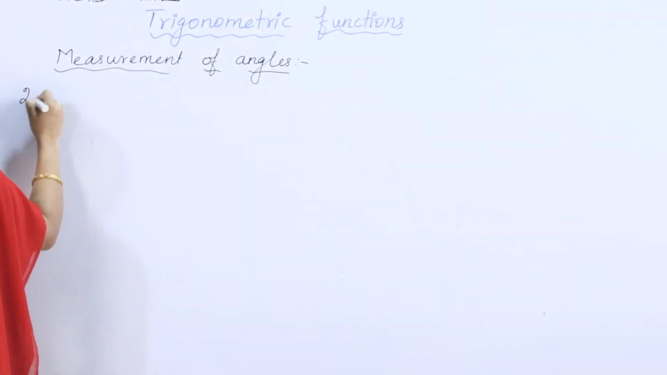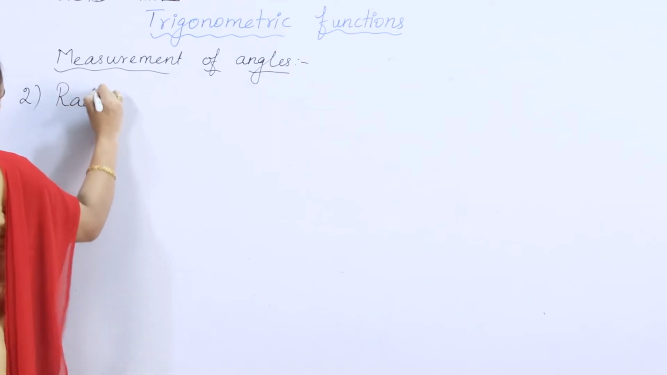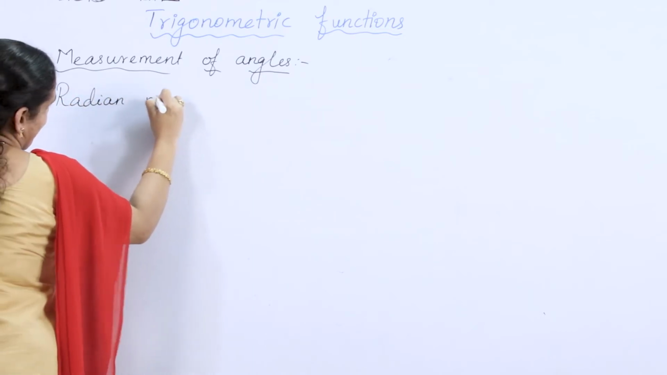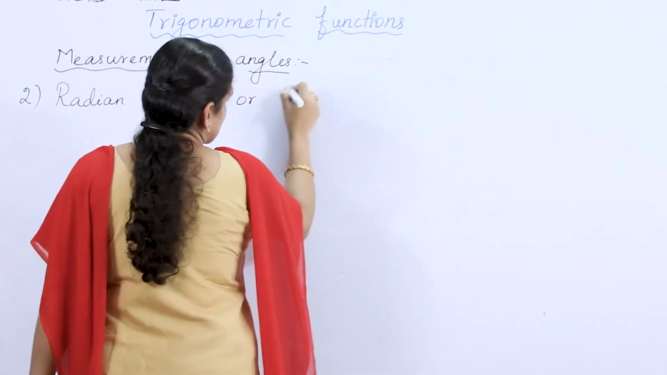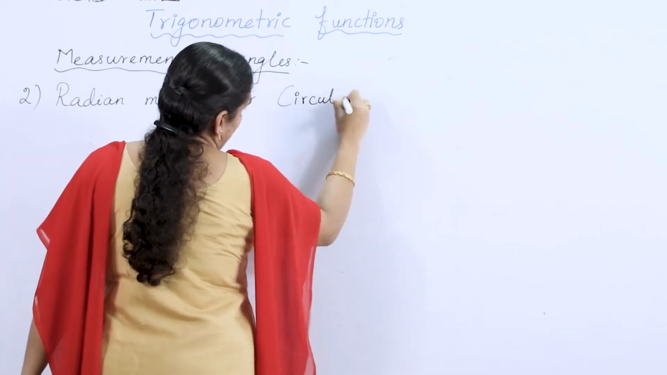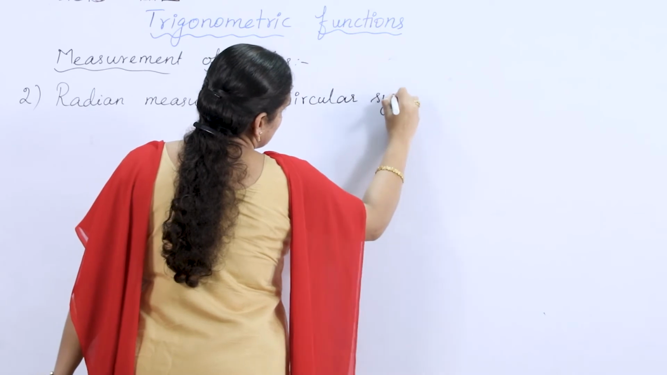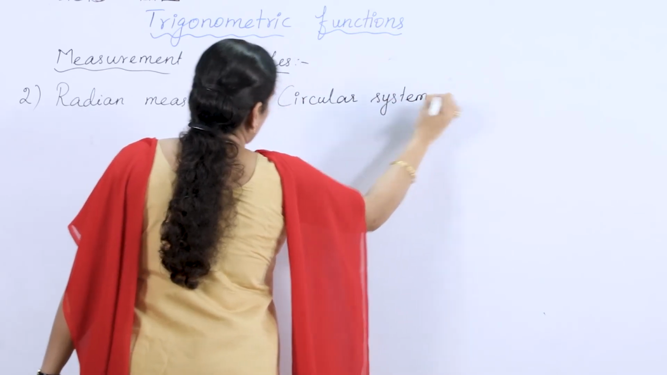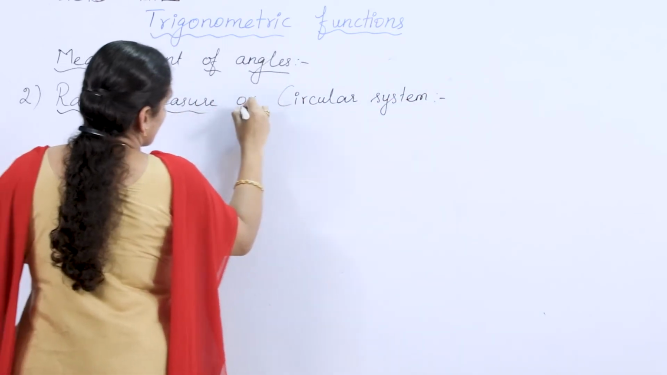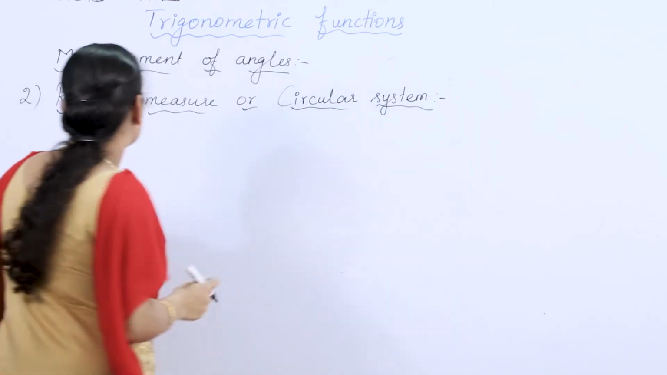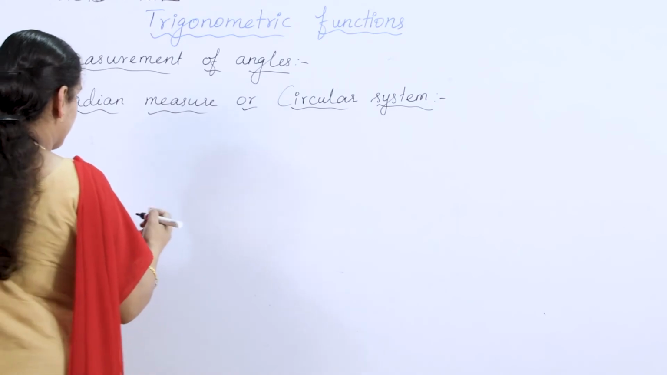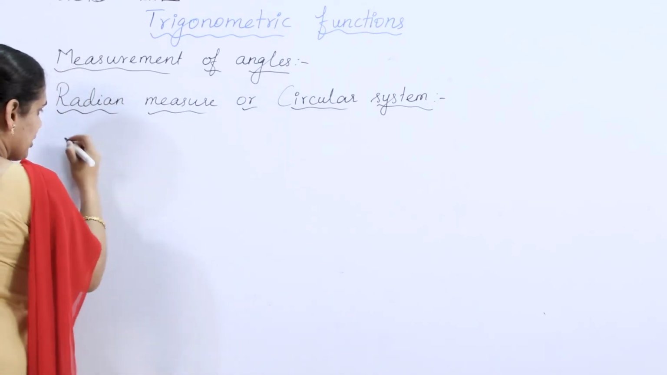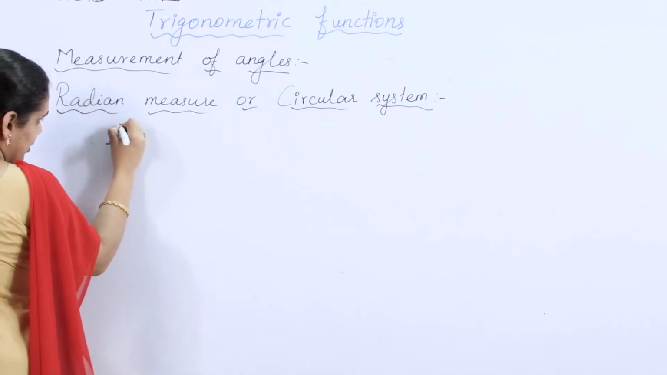The second one is important one, radian measure or circular system. Radian measure or circular system. Okay. How we define this? 1 radian, we put C.